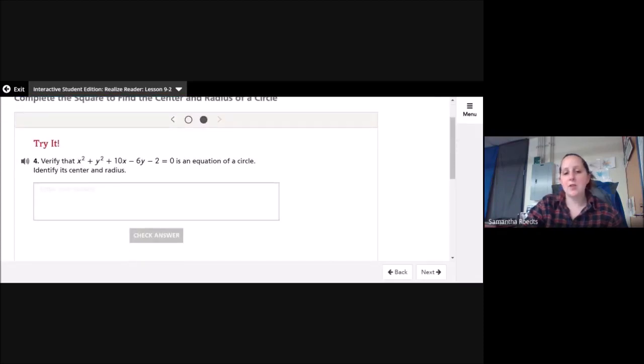So I want to verify that x² + y² + 10x − 6y − 2 = 0 is an equation of a circle. Identify its radius and center. So I'm going to go ahead and rewrite my equation.